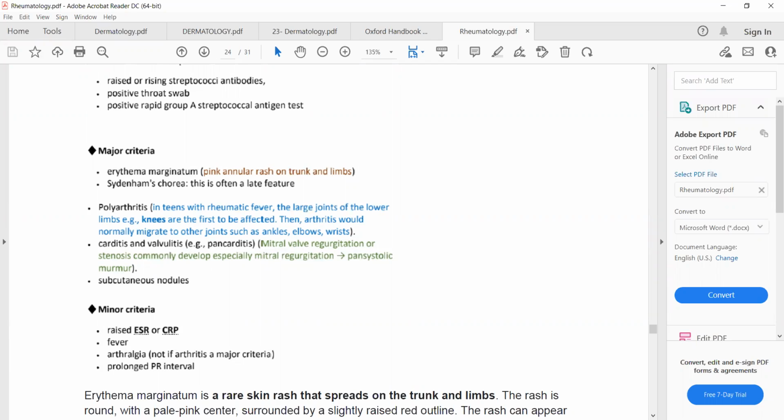Major criteria is erythema marginatum. Erythema marginatum, as its name indicates, it's erythema, that is redness. Marginatum means the margins are prominent. Erythema with prominent margin is known as erythema marginatum. Erythema marginatum is usually present on the trunk and limbs.